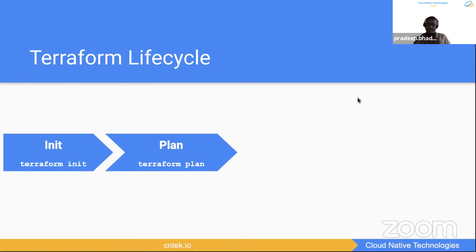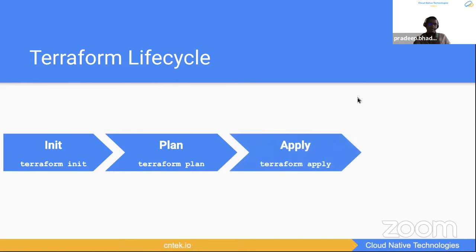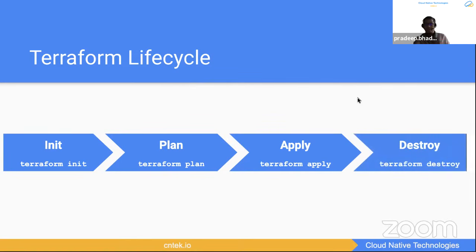Once we are happy with the plan, we can run terraform apply, which makes Terraform start to interact with the cloud APIs and create the infrastructure on the cloud. And when we no longer need the infrastructure, we can just run terraform destroy, and the whole set of infrastructure which was created by the Terraform code in a particular directory will be destroyed.